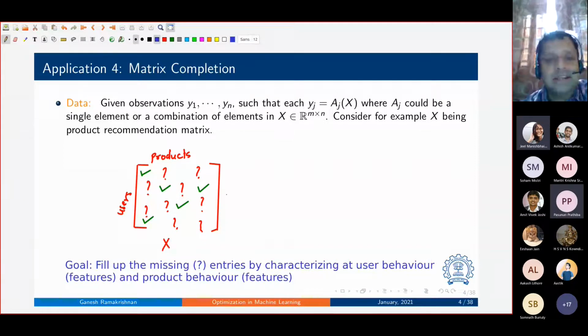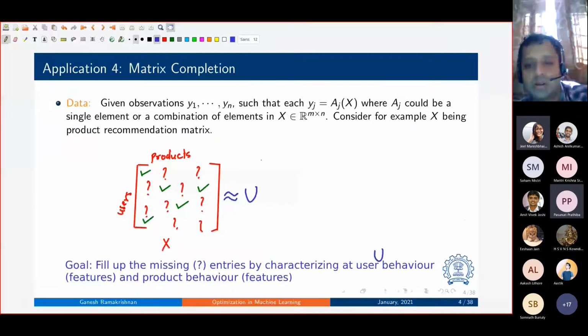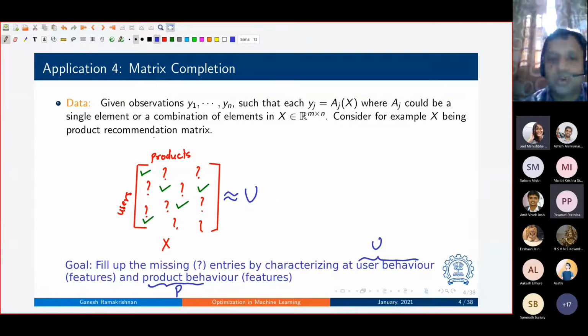Let's say you are trying to characterize this using user behavior. Let's call this U matrix, and product behavior, say characterized using matrix P. So U transpose P. And let me give you a degenerate example. A degenerate example is when U transpose is a single column, just saying, well, these are the list of users. There's nothing much we are talking about there.